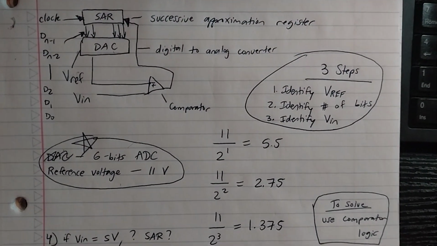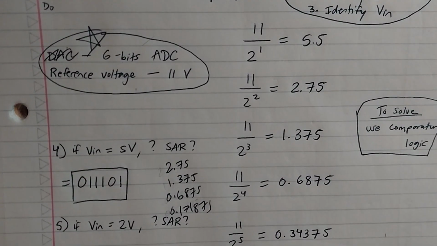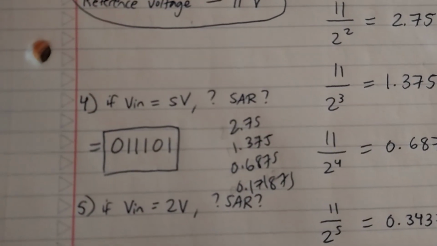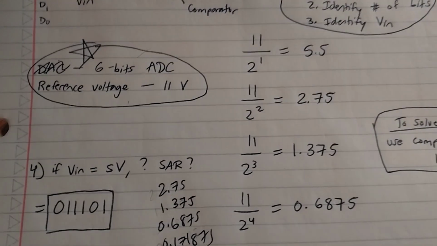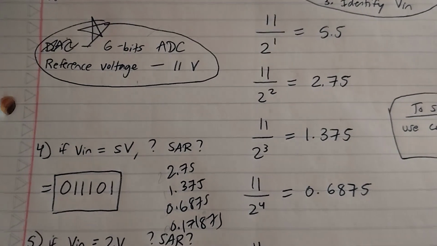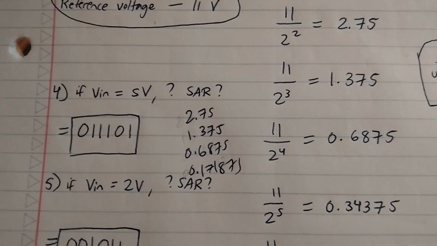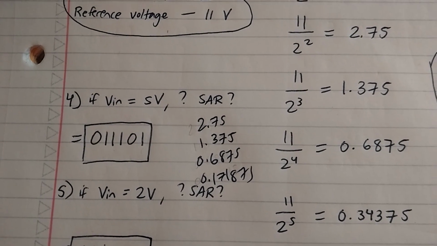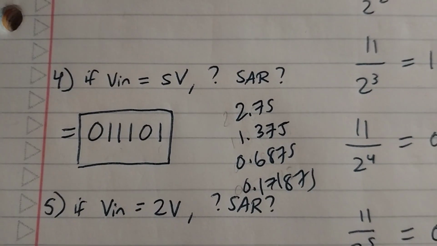In order to solve these, we need to use the same logic that this comparator op-amp is going to be using. So for number 4, for example, we have this binary output of 011-101. So how do we get that output? Well, we take our values, starting at the 2 to the 1 bit, and we say, okay, is this voltage going to be less than the Vn or greater than the Vn? If it's greater than the Vn, we toss it out and we put a 0 in its spot. If it's less than Vn, then we keep it and we add a 1 in its place.